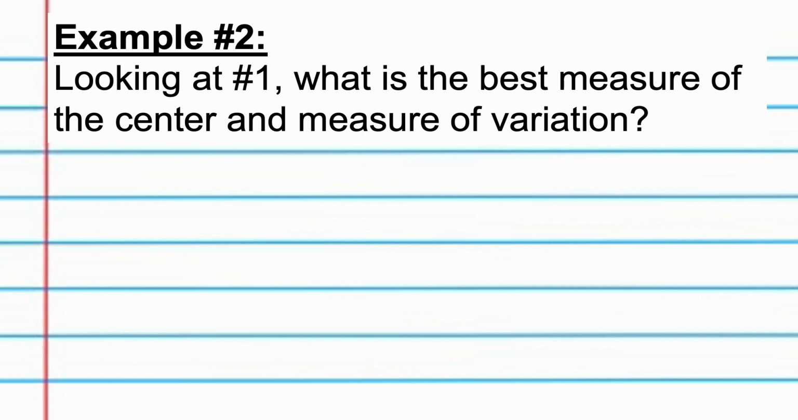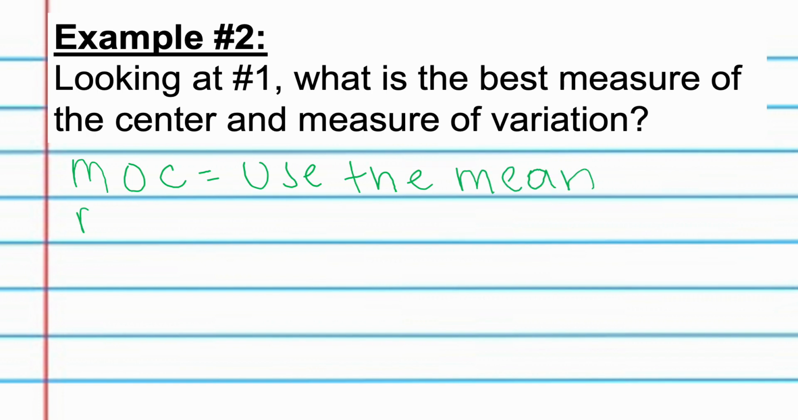So in our first set of data that we did in number 1, it goes from 82 to 92. We do not have any outliers. We don't have any wild, crazy numbers that are added to our data set. So we know that because there are no outliers, to find our measure of center, which is MOC, we're going to use the mean. And to find our measure of variation, we can use the range.